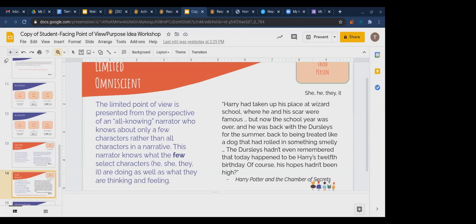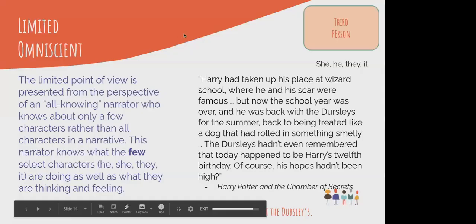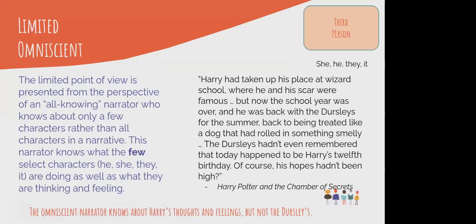So who is the character or characters that we don't know the thoughts and feelings of in that example? Again, you can use process of elimination because we only talk about two characters in the whole thing. So, the Dursleys, yeah, the Dursleys, right, exactly. And we can see that's what they tell us on the bottom of the slide, too. That the omniscient narrator knows about Harry's thoughts and feelings, but not the Dursleys. So that's how we would know it's limited omniscient. Okay.